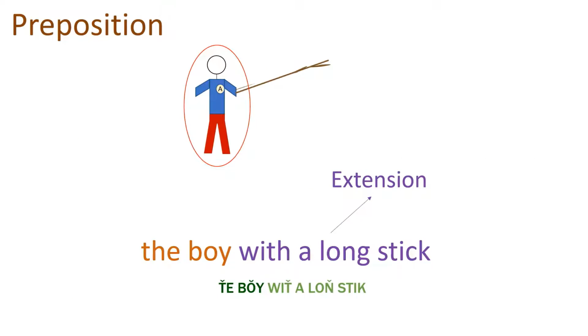We can also add an extension to a noun. The extension is formed in exactly the same way: a preposition, like with, and a noun phrase, a long stick. So we now have a new noun phrase, the boy with a long stick. This noun phrase can act as the subject or object of a new sentence.